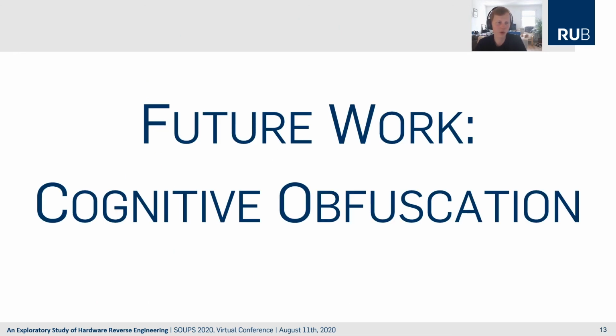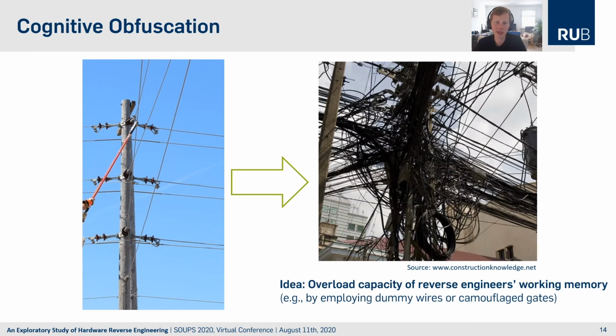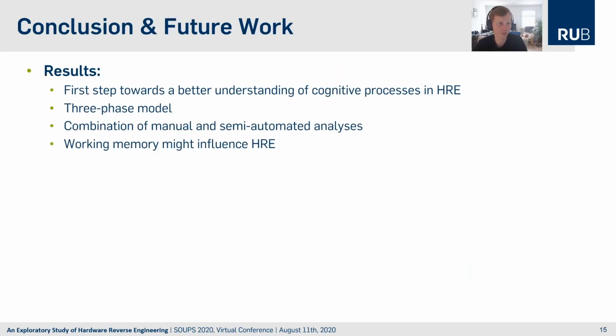So let's come to the future work, to cognitive obfuscation. If this is an unobfuscated netlist, then we want the obfuscated netlist to look like this. And how do we do this? How do we overload the capacity of the reverse engineer's working memory? Well, we're going to do this by employing, for example, dummy wires or camouflaged gates, which are physical obfuscation primitives from the literature. So let me quickly wrap up.